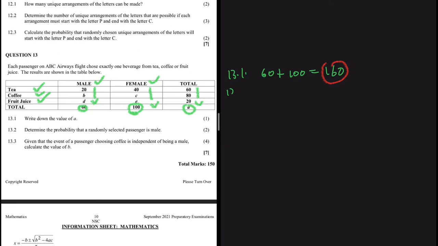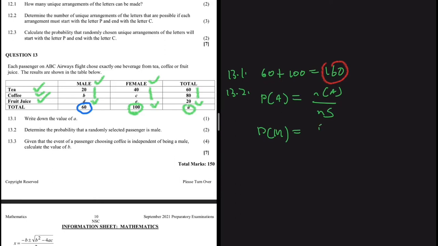And then 13.2 says determine the probability that a randomly selected passenger is male. We know fully well that the probability of event A is equal to the number of ways A can occur divided by the sample space, right? The sample space being the total, so to say. So we want the probability of selecting a passenger that is male. So how many males do we have? We've already established here that we have 60 males, right? Is the total number of males.